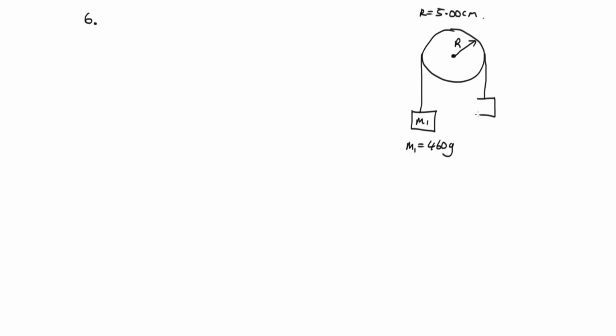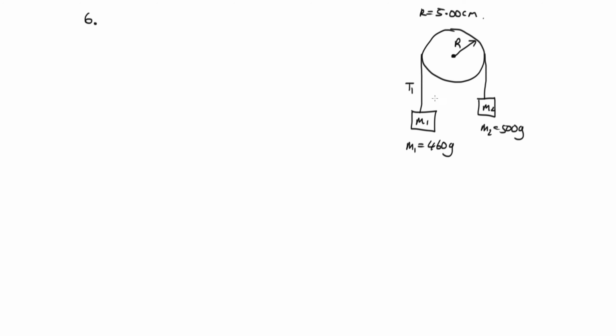Okay, so this is problem 6. In this one, we've got an Atwood-like machine. So it's got some radius r, and we're told that r is equal to 5 centimeters. And then it's got two hanging masses. We've got M1 here, where M1 is equal to 460 grams, and M2 over here, where M2 is equal to 500 grams.